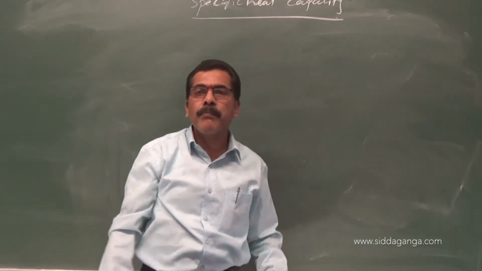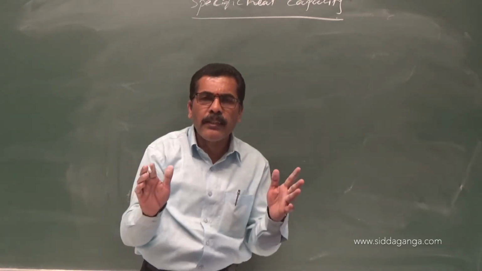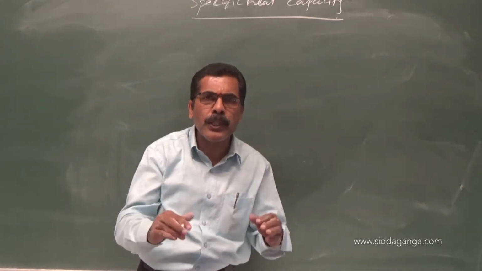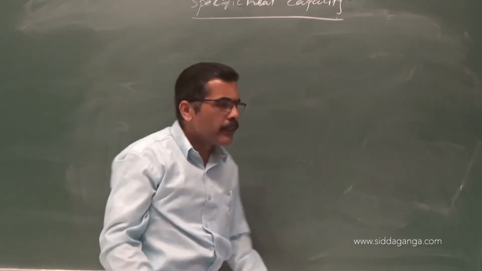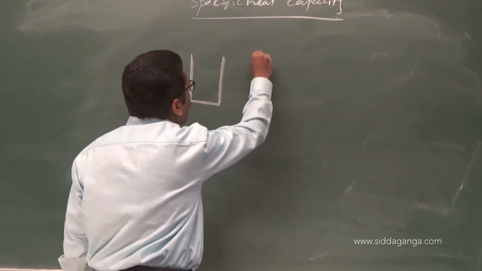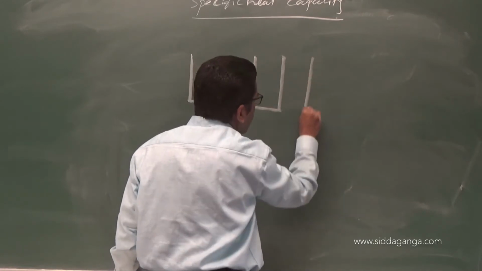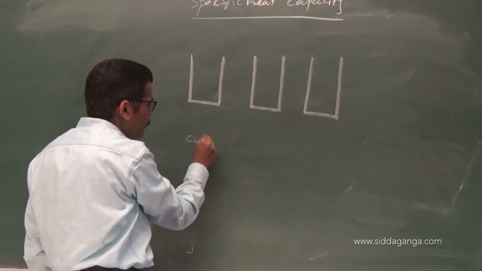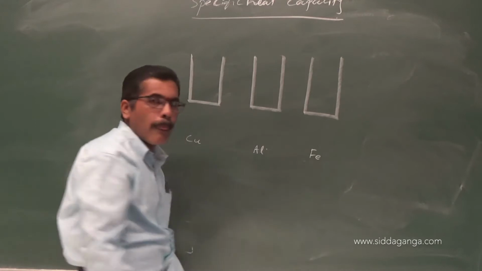So now let me take up three different containers which are identical in their dimension. They are having same size, same shape, same weight, but they are made of different materials. I have a copper vessel, I have an aluminum vessel, I have an iron vessel. This is made of copper, this is aluminum, this is iron.